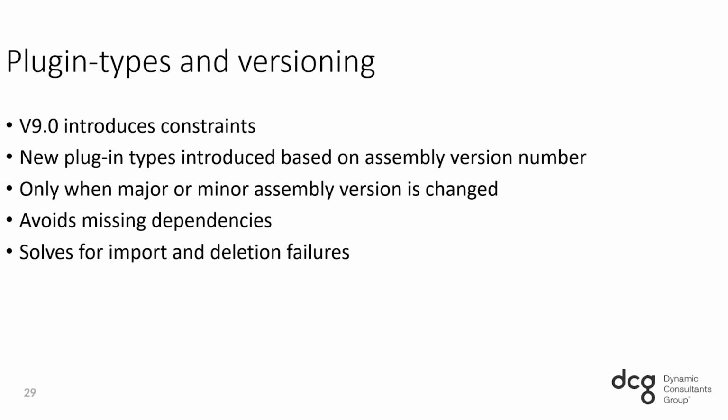It'll only do an update when a major or minor assembly version is changed. This avoids missing dependencies. So if one version is dependent on something else, it's going to make sure that it's an actual upgrade. And then it solves for import and deletion failures. So they've made some fixes, and when you are importing and versioning, they've improved that process.